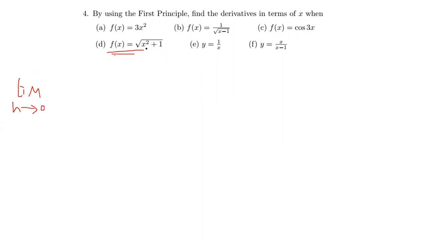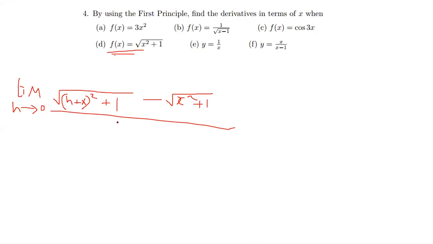So first you find f of x plus h, meaning when there's x there, you're going to replace with h plus x. So you're going to have something like this: h plus x, and then you square this, then plus 1, then minus the same function, you repeat it, x squared plus 1, then you divide everything by h.